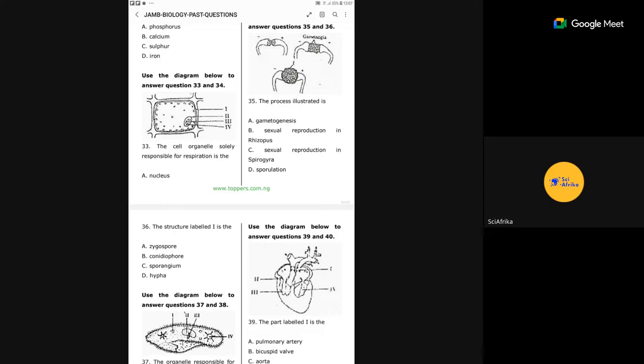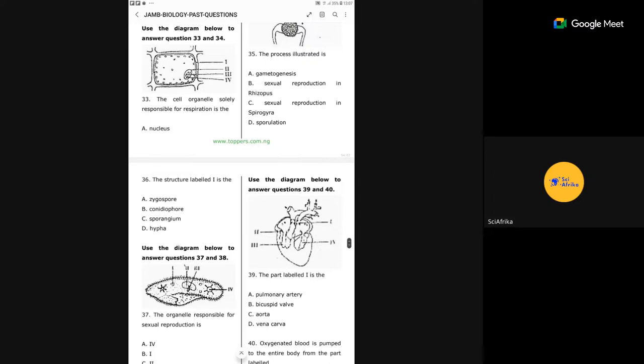We have zygospore, conidiospore, sporangium, and hypha. The structure I in the diagram is zygospore. It's zygospore. We'll go to the next one.